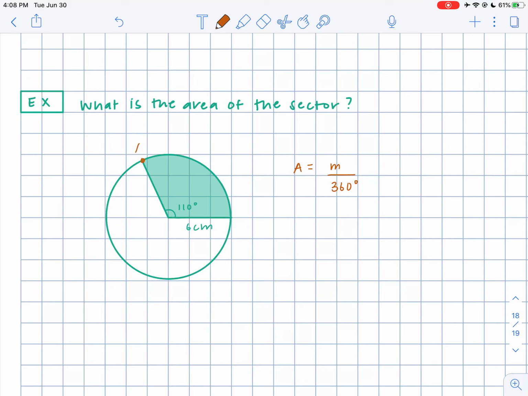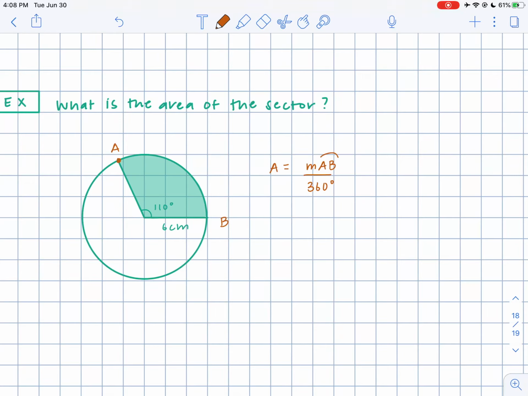So let's say this arc is AB. This M just means measure, okay? So the value of the arc. So we needed some fraction, and remember, we multiplied it by the area. I say AC, area of circle, and then AS, area of sector. These are subscripts. Okay, so what is the measure of arc AB?